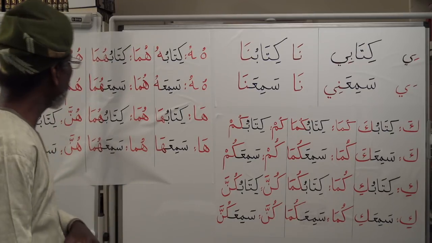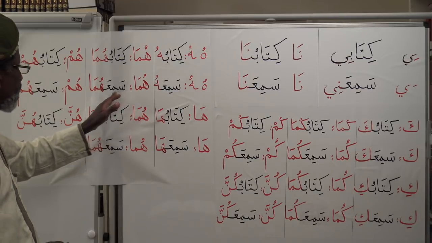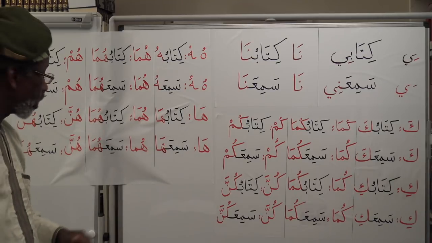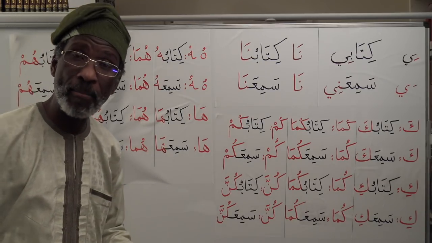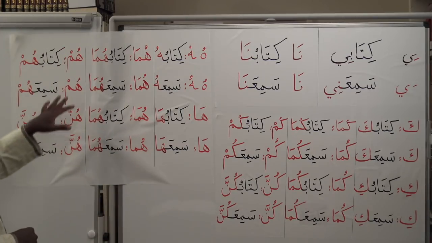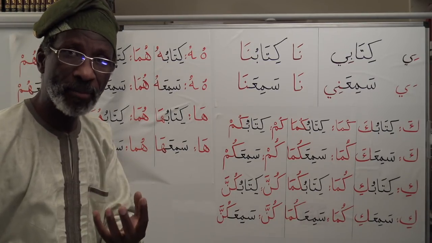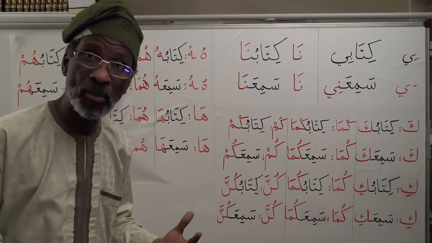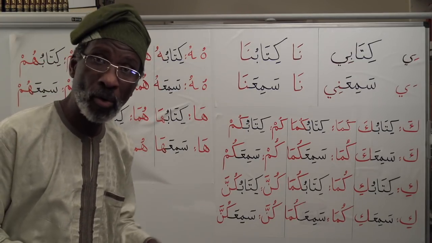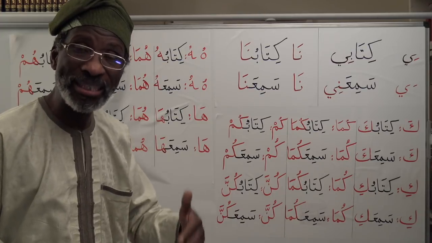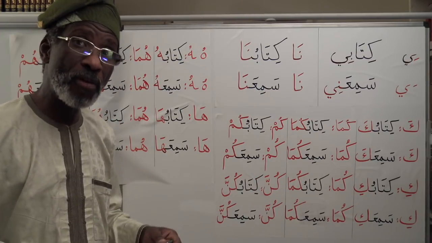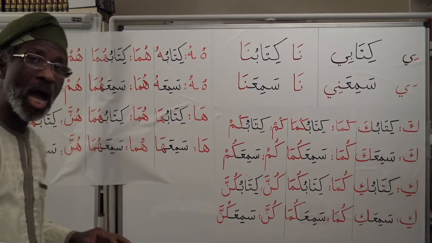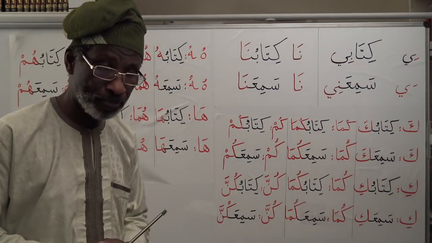Huma, in the dual for third person, is the same. No gender involved here. Kitabuhuma, sami'ahuma, that's masculine. The same thing for feminine. Kitabuhuma, their book. Sami'ahuma, he heard them, meaning both of them. Now, plural, we differentiate between masculine and feminine. If you are talking about 3 or more men, you say kitabuhum, their book. Sami'ahum, he heard them, meaning 3 or more. For feminine, you say kitabuhunna, their book. Sami'ahunna, he heard them.